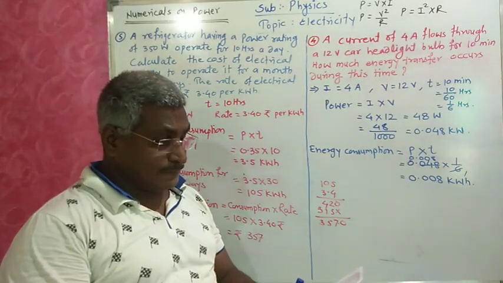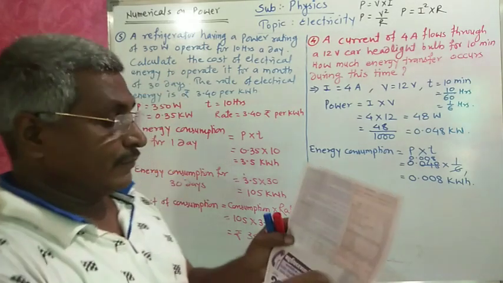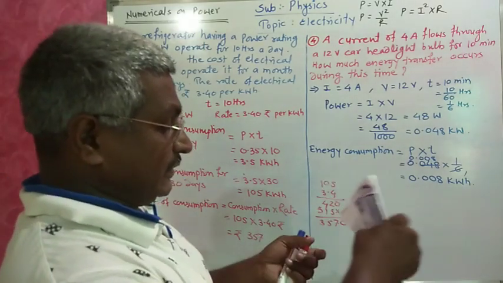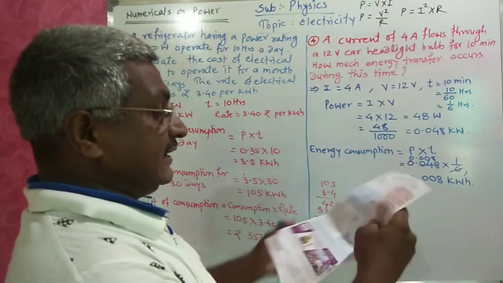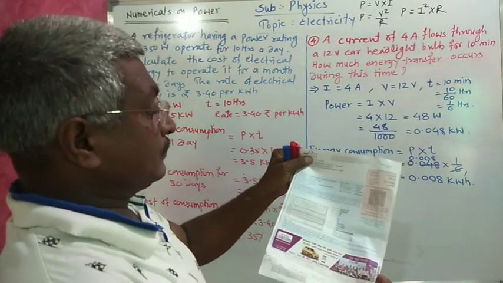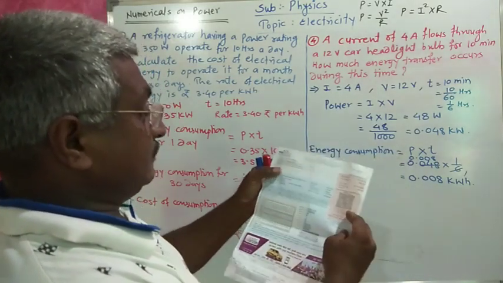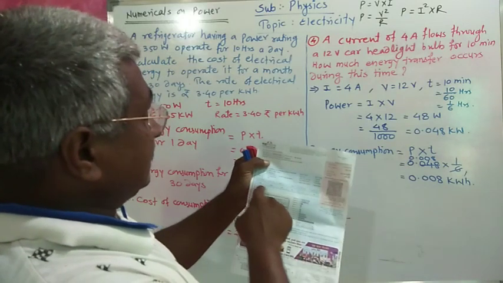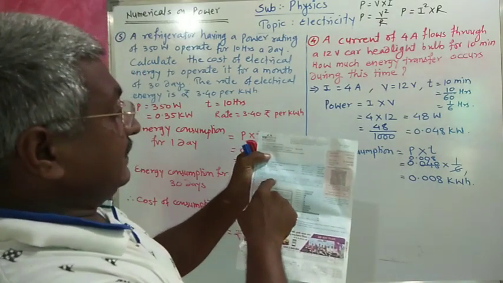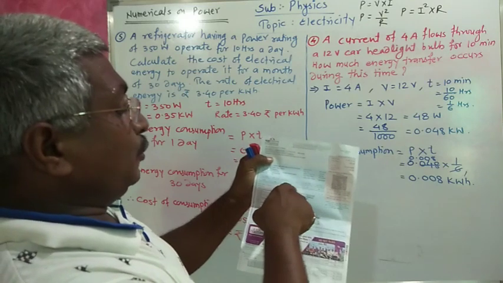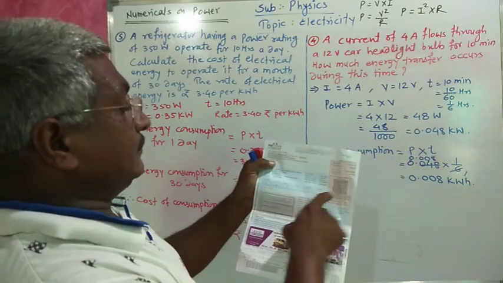Now I will show. See here, students. If you are able to see, here I am showing. This is the electricity bill. So here it is mentioned: last reading, current reading, unit that is given.